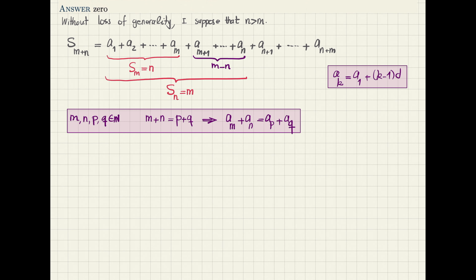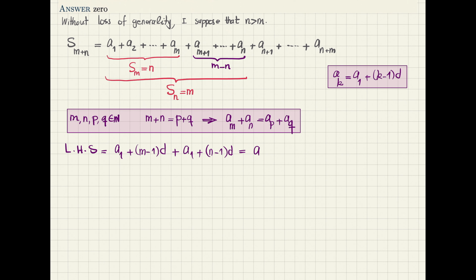Okay, so let me write with a different color. So this is not part of the solution actually. So the left hand side is a sub m. It means that I replace k with m, so it becomes a sub 1 plus m minus 1 times d plus a sub 1 plus, instead of a sub n, I write a sub 1 plus n minus 1 d. Yes?